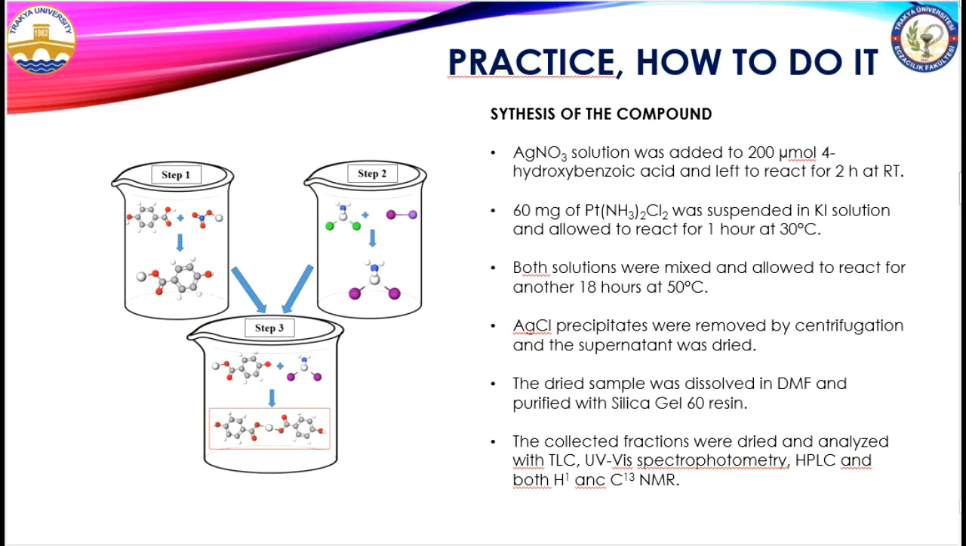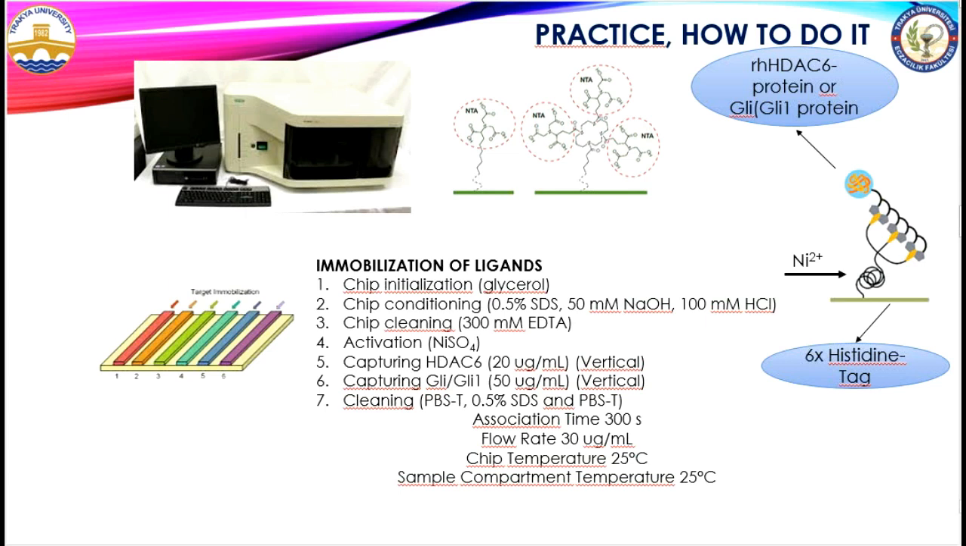Formed silver chloride precipitates were removed by centrifugation and the supernatant was dried. The dried sample was dissolved in DMF and purified with column chromatography containing silica gel 60 resin. The collected fractions were dried and analyzed with TLC, UV-visible spectrophotometry, HPLC, and both proton and carbon NMRs for physical-chemical analysis. For biological analysis, molecular interaction was achieved with SPR instruments of Bio-Rad.